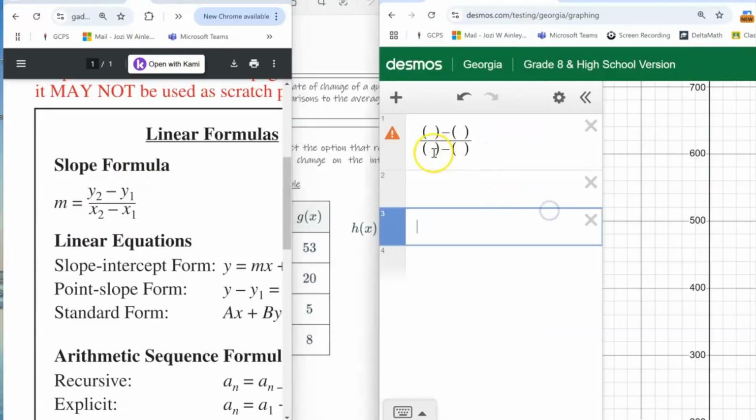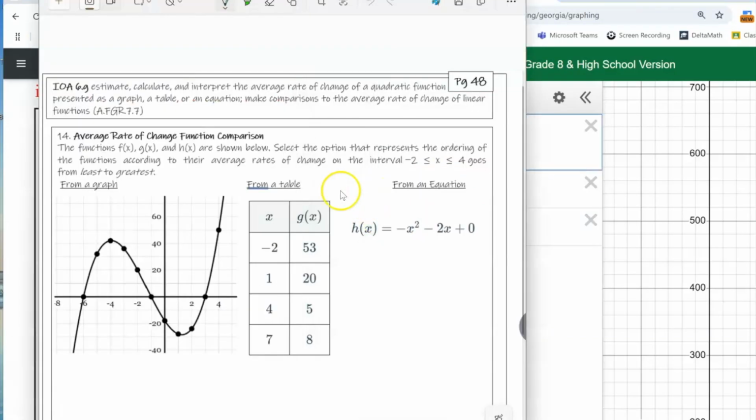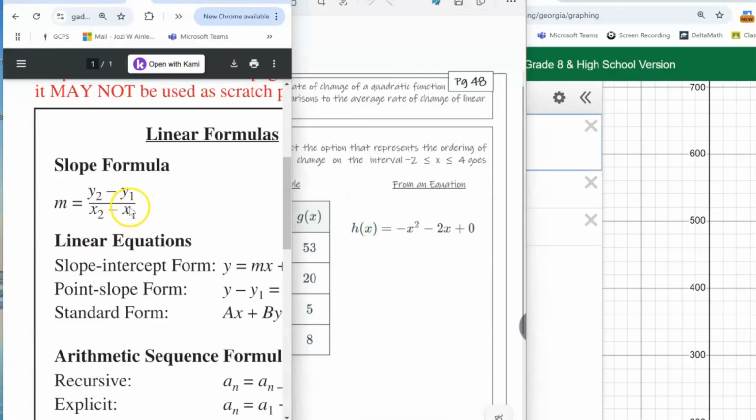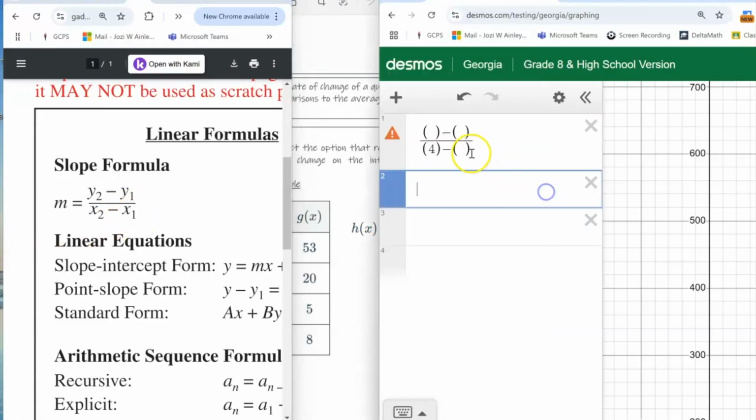So 4 goes first. So I'm going to put 4 right there. And then on the next one, the first one goes first. So I'm going to put -2. And please make sure to type in exactly what it says.